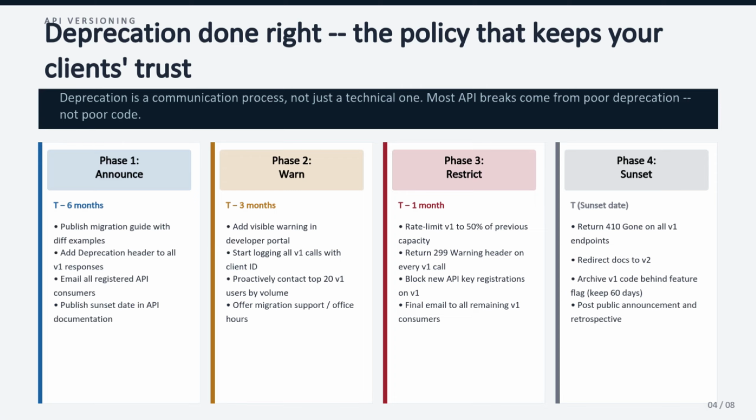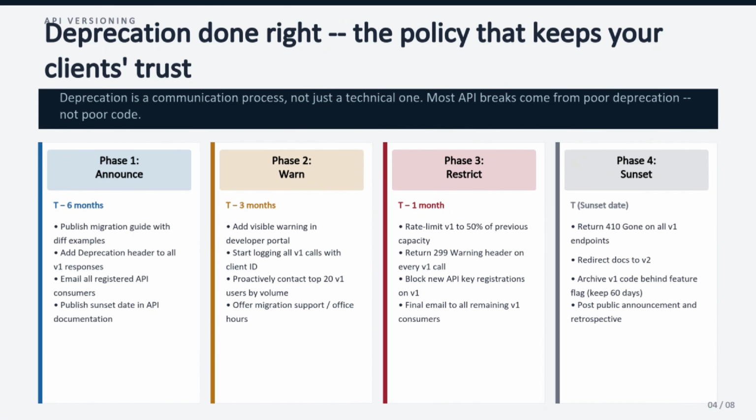Reach out to them directly, offer migration help, maybe office hours, maybe walkthrough sessions, maybe engineering support. Because if these large integrations break later, the pain will be huge for everyone. Now phase 3, restrict. Usually 1 month before sunset.